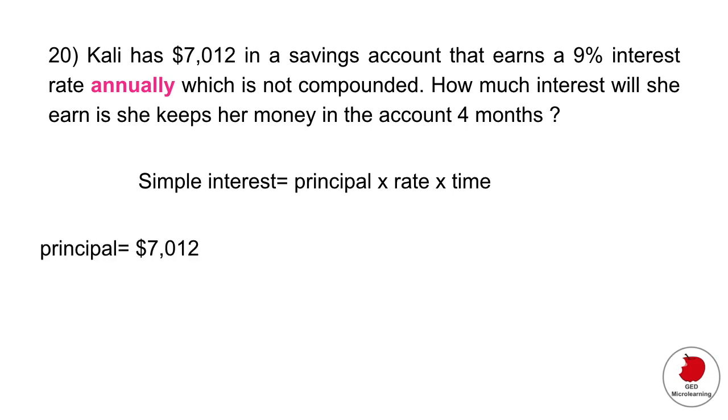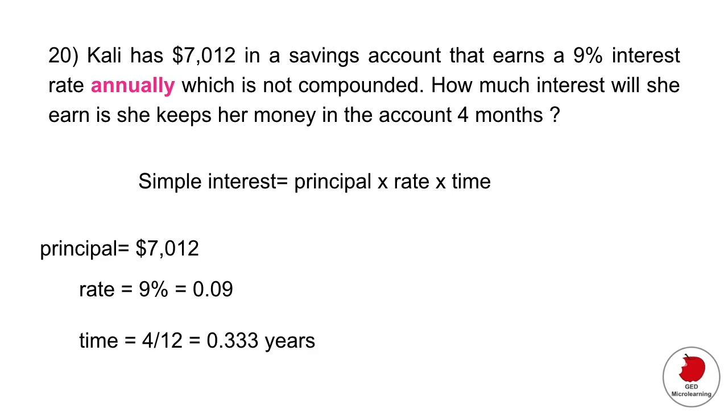So the principal represents the amount of money that you're investing. In this case, it's $7,012. The rate is the interest rate, which they're telling us is 9%, or if we put it in decimal form, that would be 0.09. And then the time is given to us in the question in months, but the interest rate is in years. So we have to change that time to years. We would divide 4 months by 12 months. That gives us 0.33 years.